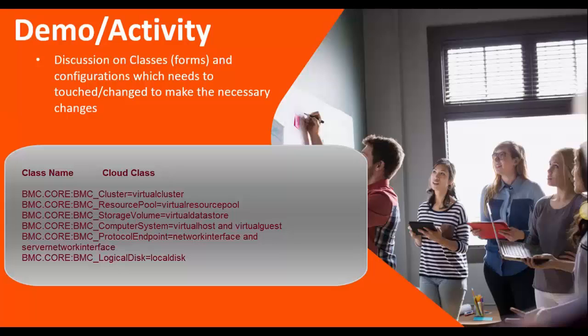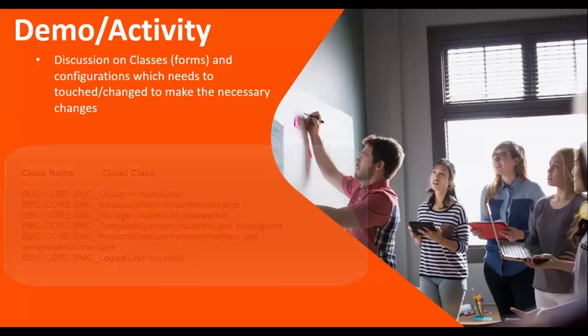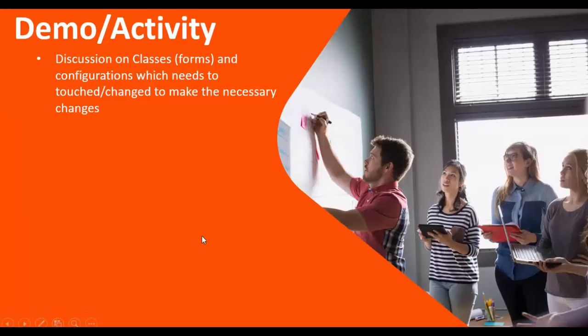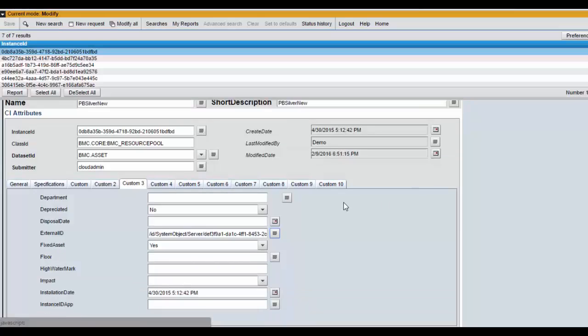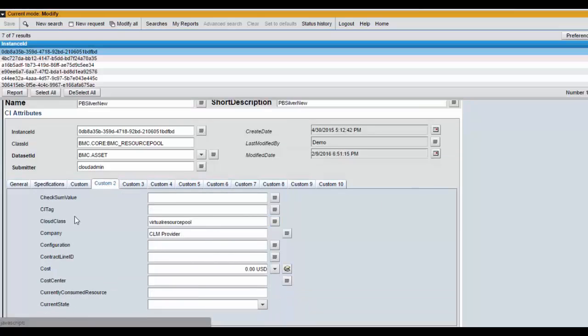Let me show you how you can search based on these specific cloud classes and how you can replace the old URI with the new one. Let's switch to one of these classes. I've already opened the BMC_ResourcePool class, and once you have the configuration item open, you need to switch to the Custom 2 tab, Cloud Class. Make sure you search the CI with the virtual resource pool cloud class.